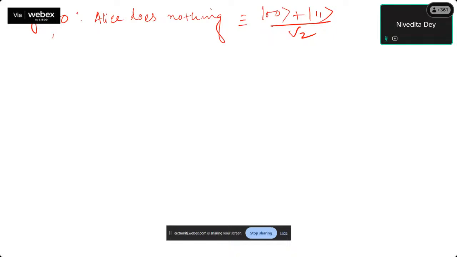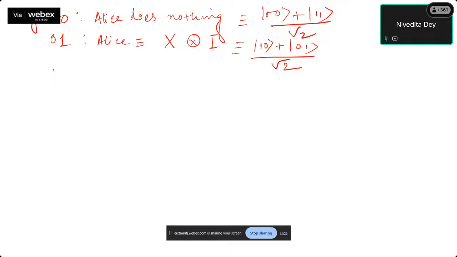Say now Alice wants to send 0 1. Then what Alice will do is this thing, which is nothing but a NOT gate, right? This is a NOT gate, this is an identity, which does nothing, just a simple NOT gate. So it will be 1 0. This 0 will be 1 and this 1 will be 0. No change.